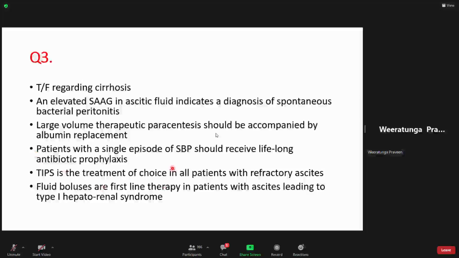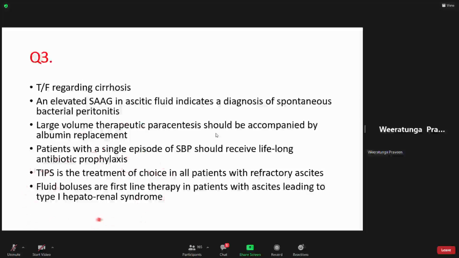Then I told you that SBP is a complication of ascites. Again, we discussed it in the long case, treated with cephalosporins. And remember, even if they have had one episode in the past, you need to give them lifelong prophylaxis. We use norfloxacin most of the time or cotrimoxazole as prophylaxis. So even one episode, lifelong prophylaxis. That's important.